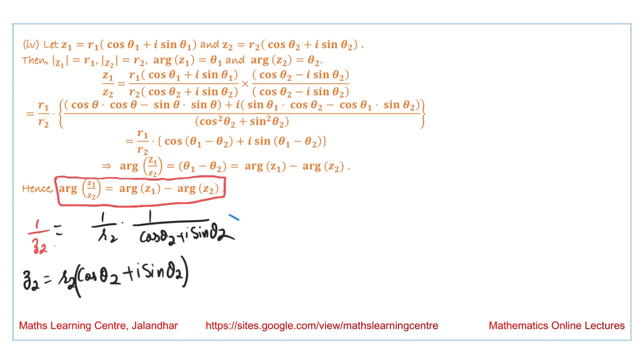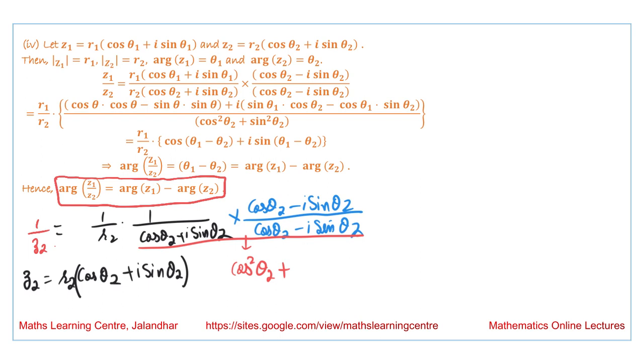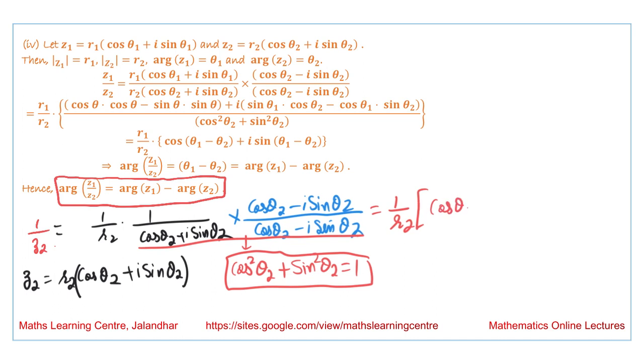Now if we multiply and divide it with cos theta 2 minus iota sin theta 2, we multiply both these terms, and the answer we obtain is cos square theta 2 plus sin square theta 2, and this denominator will become 1. So what we are getting is that the value of 1 by z is basically 1 by r2 into cos theta 2 minus iota sin theta 2.